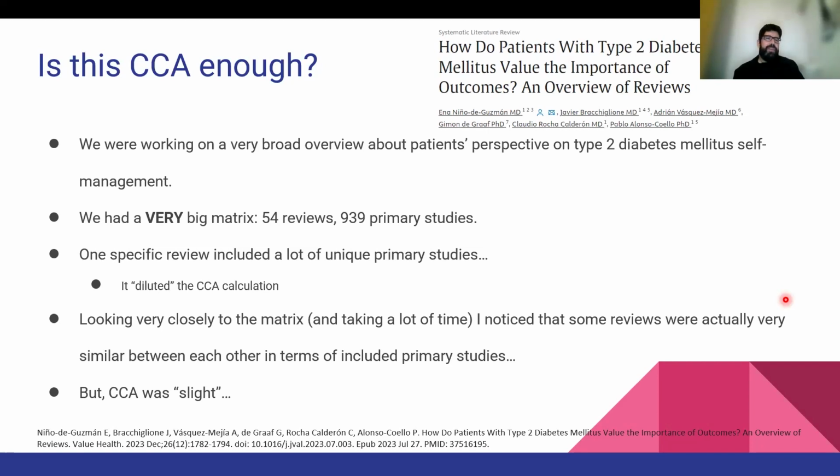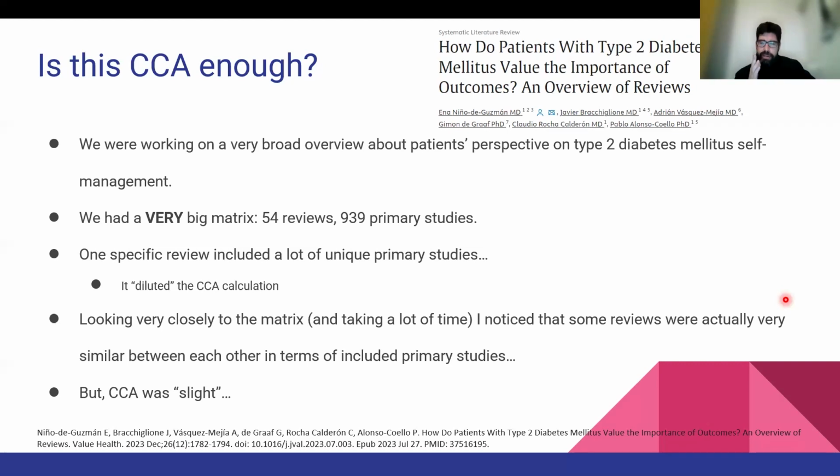But I remember there was this one specific review that included a lot of unique primary studies. So since it had a lot of unique primary studies and the other 53 reviews did not have those primary studies, the CCA calculation was very low. It was kind of diluted, but artificially diluted.